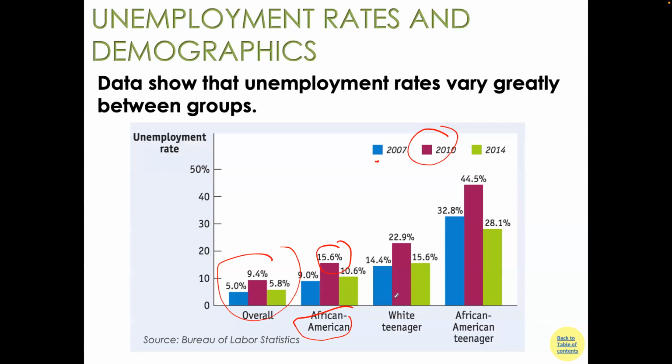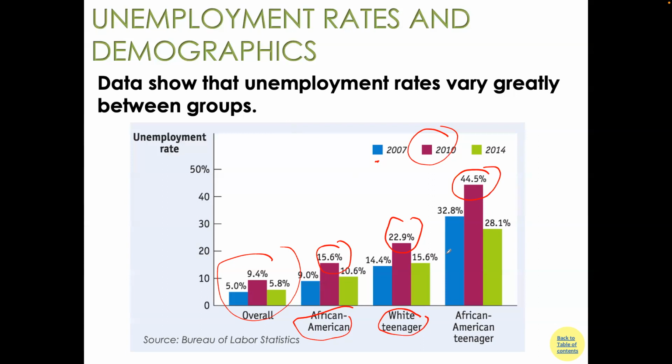Now, if we look at the younger population, starting with white teenagers, you can see this is much higher. Usually the younger kids have a hard time finding a job. But then you need to think about why we care about those subgroups. Let's first show you the numbers, and then briefly talk about why we care. Finally, if you look at African American teenagers, in 2010 almost half of them were unemployed.